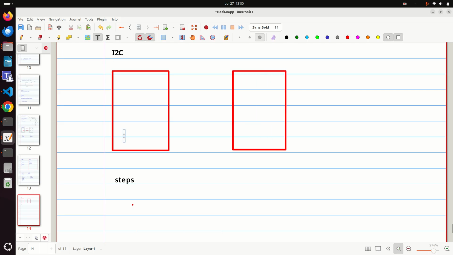The master is nothing but the PIC microcontroller, isn't it? Master is nothing but PIC and slave is nothing but I2C. So this is the master and this is the slave. Let me write here, M means master and S means slave.